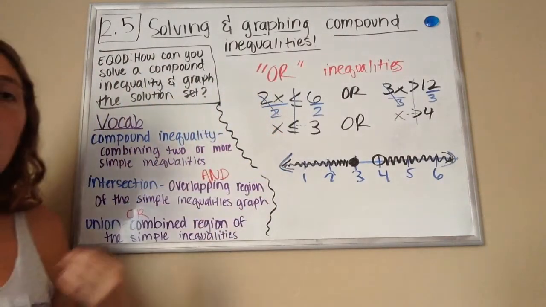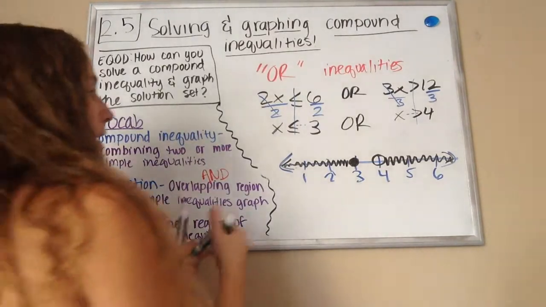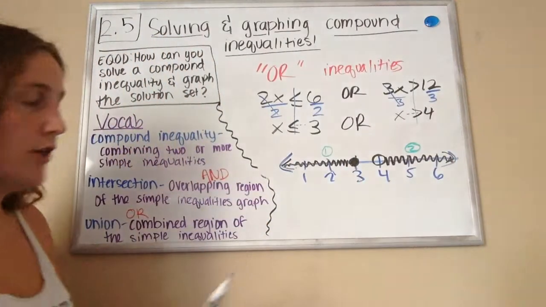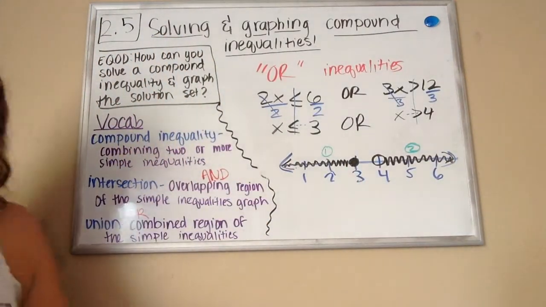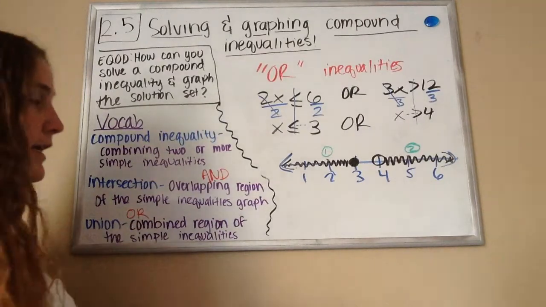And this is what our OR graphs are going to look like. There are 2 different regions. Here's one region, here's the second region, but they get graphed on the exact same number line. That's what our ORs look like. That's what a union looks like. Okay, so that should have been on your right-hand side.